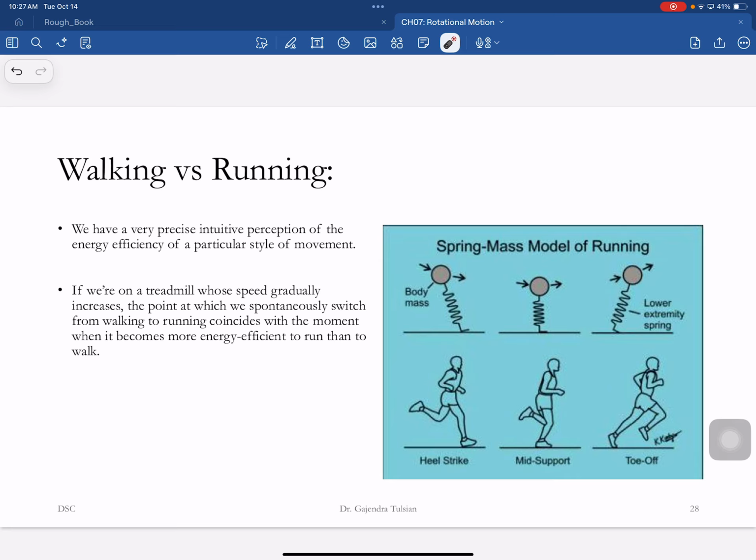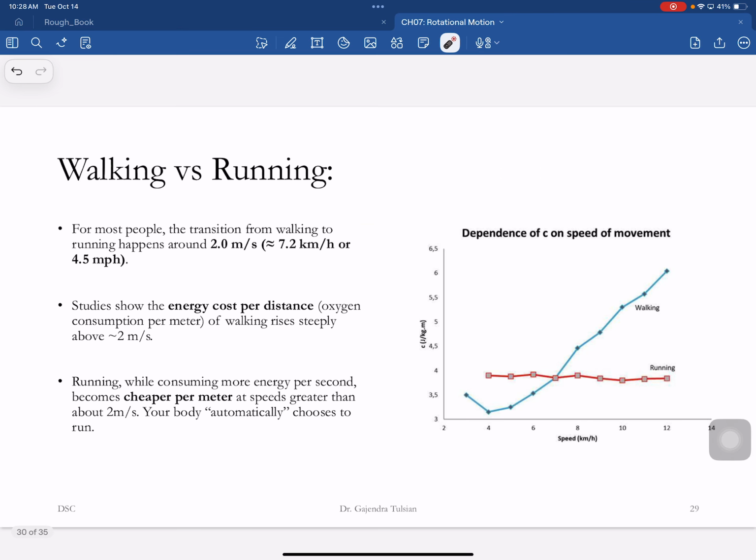We have a very precise, intuitive perception of the energy efficiency of a particular style of movement. We know exactly, depending on our speed, what is more efficient. About 2 meters per second, for most of us, running is more efficient. So if you try walking faster than 2 meters per second, your body will automatically switch to running. For most people, the transition from walking to running happens around 2 meters per second. That is 7 kilometers an hour, or 4.5 miles per hour.